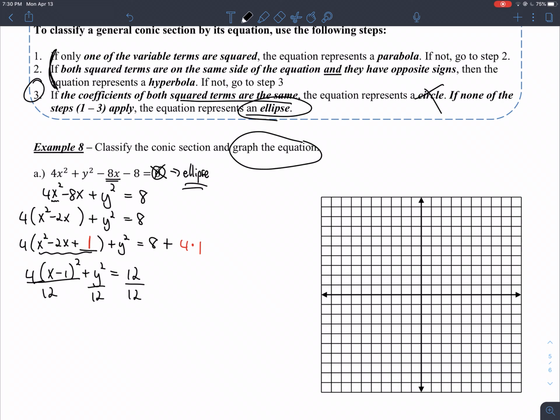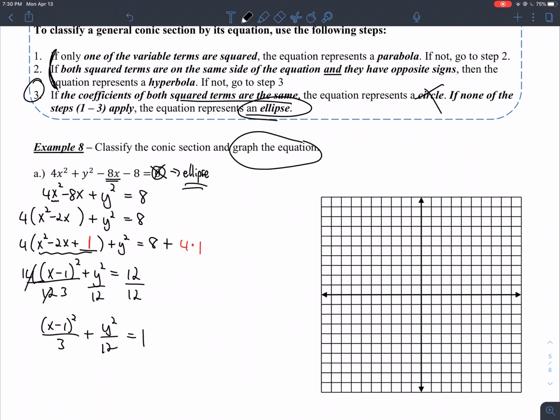And if you do that, what you get is, this cancels, so I get what? X minus 1 squared over 3 plus y squared over 12 equals 1. Okay? And then I have my conic section.